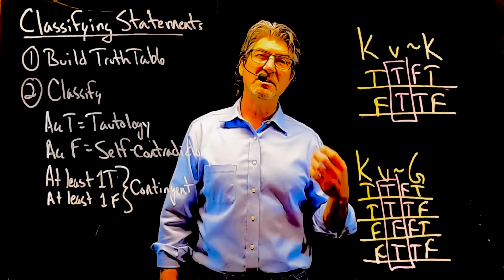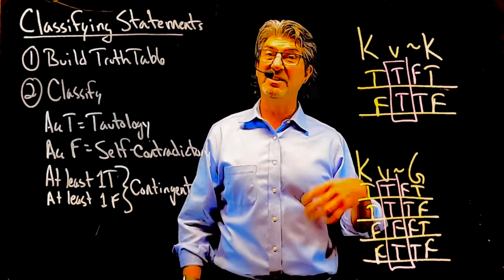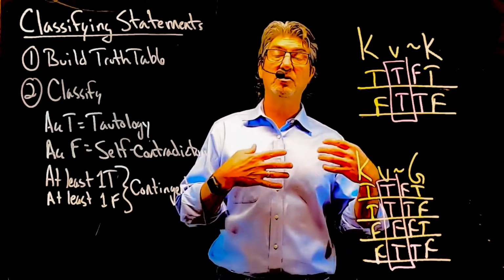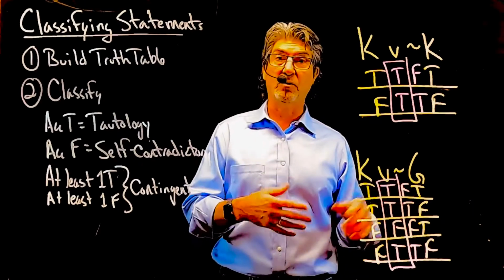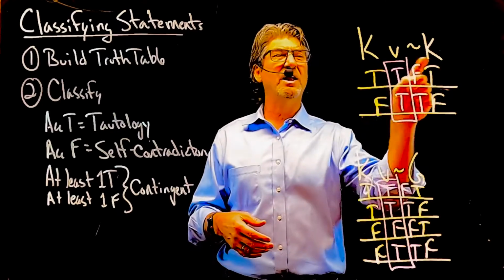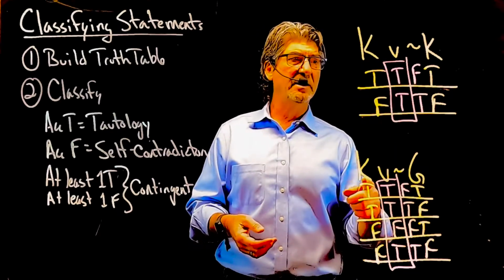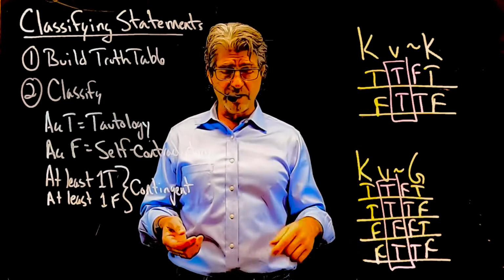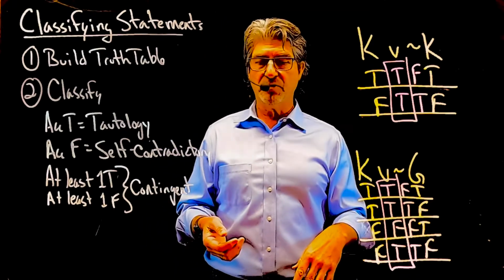What we mean by that is it depends on the truth value of the components. It's contingent on the truth value of the components as to whether or not the overall statement is true or false. But no matter what, here, this is always going to be true, no matter what K stands for. And we could create one that was always false.